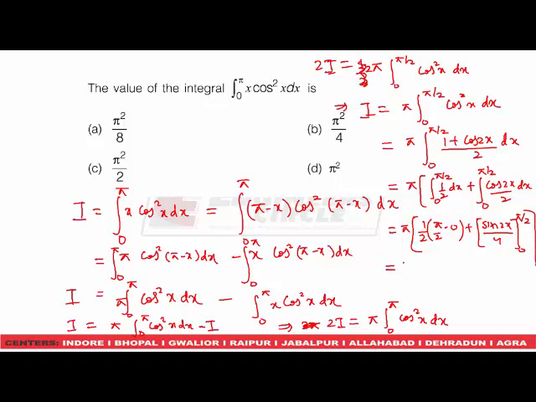So solving, this will be pi by 4 plus, putting the limits, sin of 2 into pi by 2, that is sin pi, will be 0 and sin of 0 will again be 0. So it is 0 minus 0. So we are getting the value pi into pi by 4, that is pi square by 4. So the correct answer would be option B.